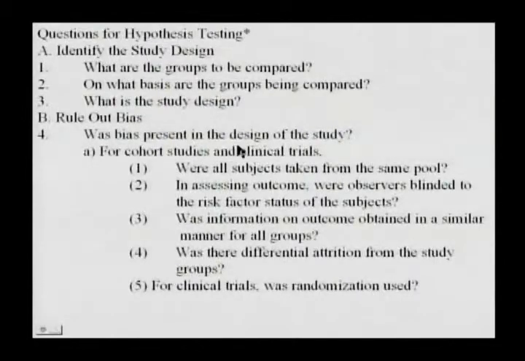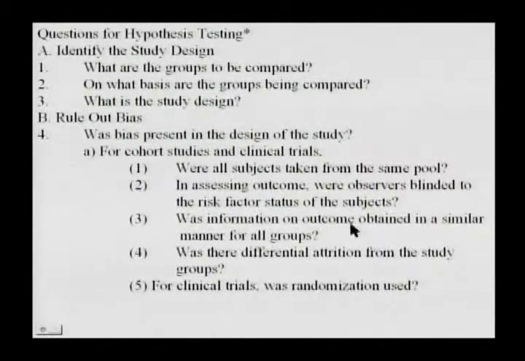So what bias might be present in the design of the study? For a cohort study in humans and clinical trials, were all the subjects taken from the same pool? So are you sampling appropriately? In assessing the outcome, were the observers blinded to the risk factor status of the subjects? Again, this might seem foreign if we don't work with humans, but we do ask ourselves, is the experimenter at the bench blinded to all aspects of the ongoing experiment at the bench at that moment? So if you do know what chemical you are adding as part of your experiment, specifically related to the test factor and its relationship to the outcome, then you introduce a bias, as we know.